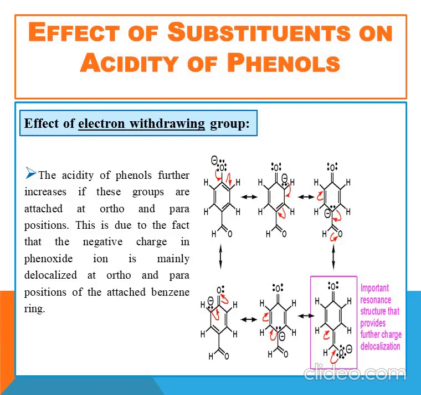So this is the important resonance structure that provides further charge delocalization. From this example we can see that an electron withdrawing group increases the acidity of the phenol ring.